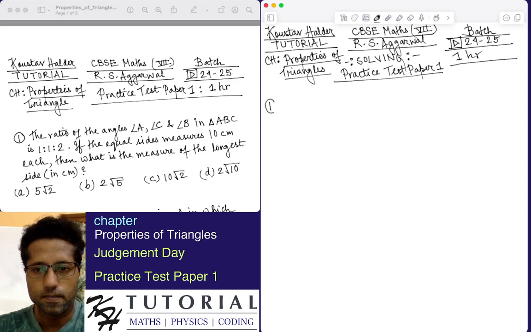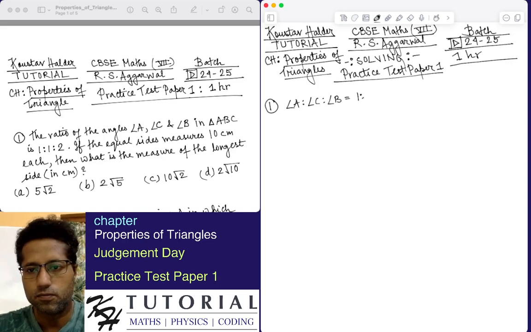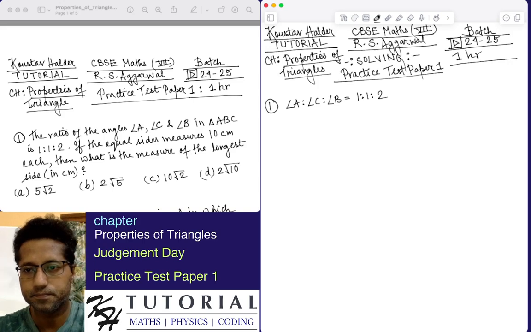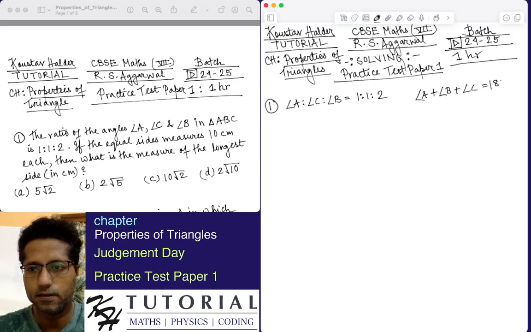So the ratio of the angles is given as 1:1:2. Now, from the concept of ratio and proportion, if you know the ratio of three quantities, and if you also know the sum of the quantities, we can easily find the individual quantities. So we know that for a triangle, the sum of the three angles is 180 degree. So angle A plus angle B plus angle C is 180 degree.